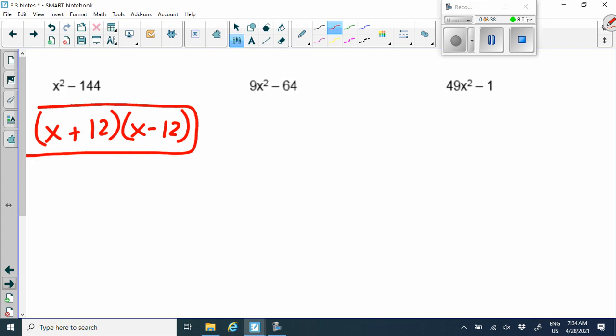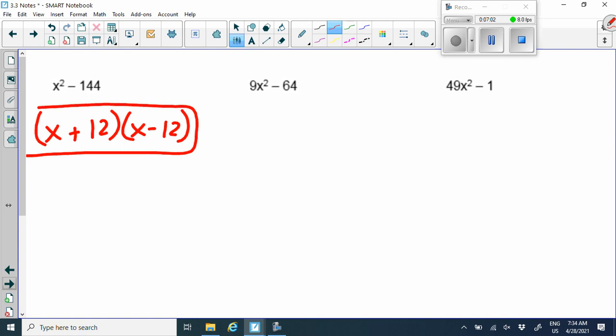Now let's look at the next one. We have 9x squared minus 64. Now notice our a value is not 1. It's another number. Now we will still treat this like we usually do. But going back to when we did our 3.2 notes, remember, anytime your a value is not 1, you first have to ask yourself, do the terms have anything in common that we can take out? So we still really have to ask ourselves about that.